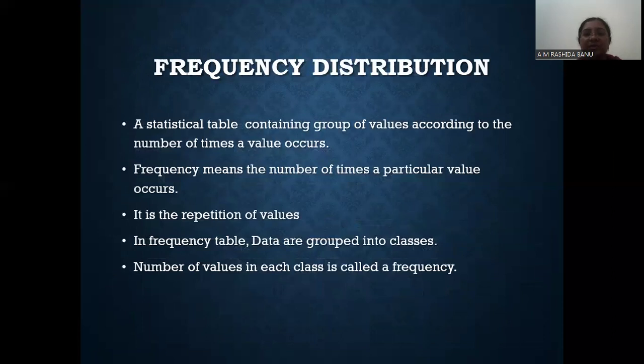So coming to the frequency distribution, it is nothing but the statistical table containing a group of values according to the number of times a value occurs. Frequency means the number of times a particular value occurs. It is the repetition of a value. So in a frequency table, data are grouped into classes. The number of values in each class is known as frequency.